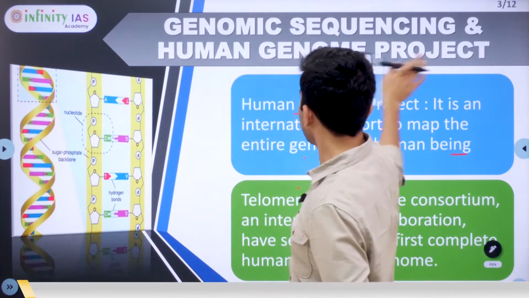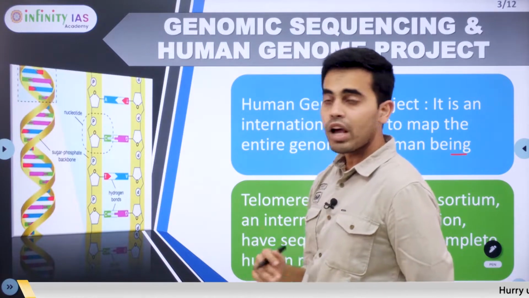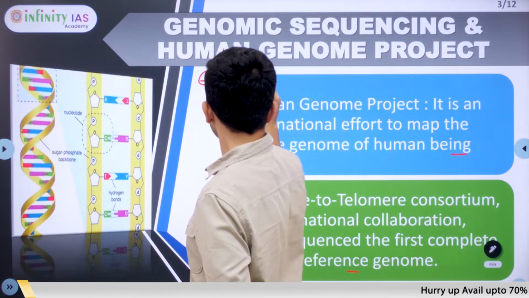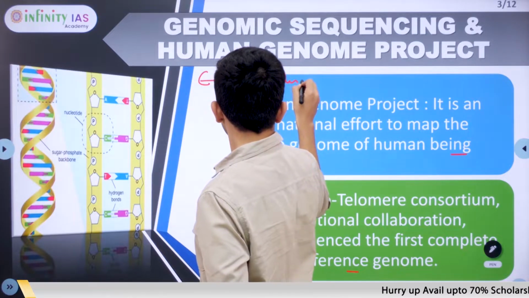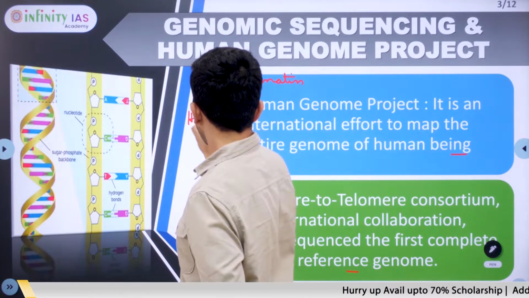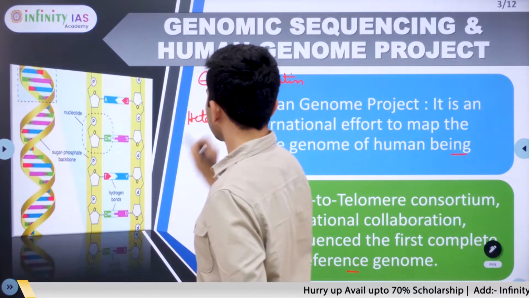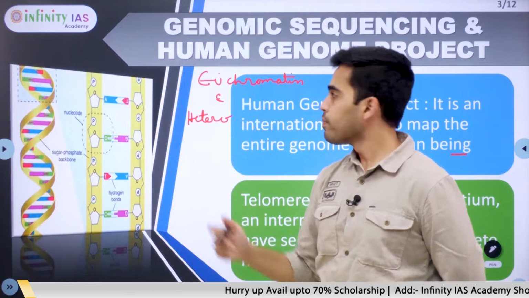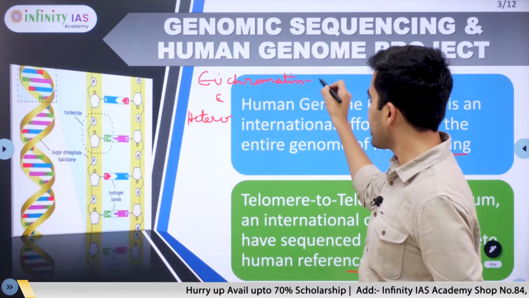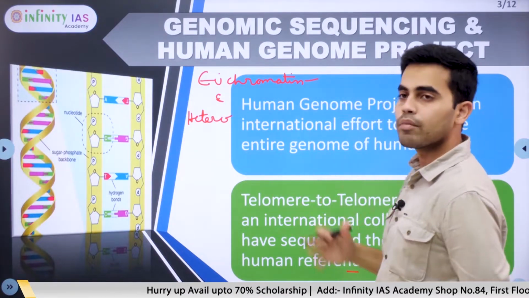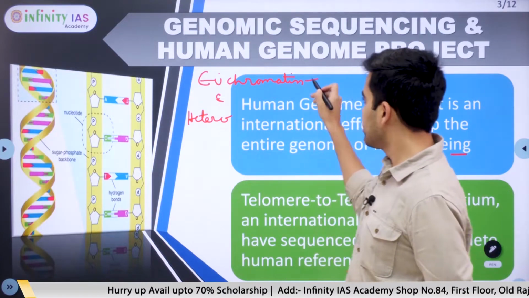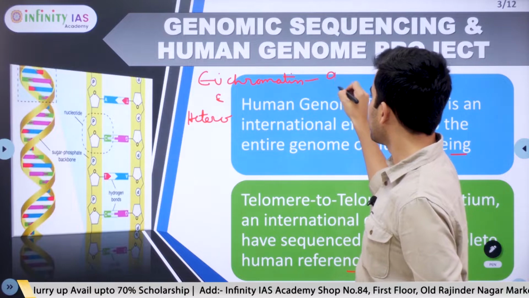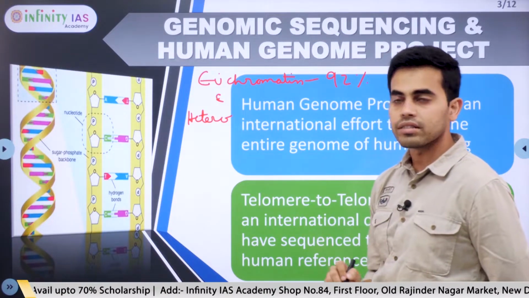So euchromatin and heterochromatin. What is the difference between euchromatin and heterochromatin? Euchromatin, "eu" means true. So euchromatin is the major part, and it was believed that this is the most important part of the genetic material. That is, it forms about 92%.